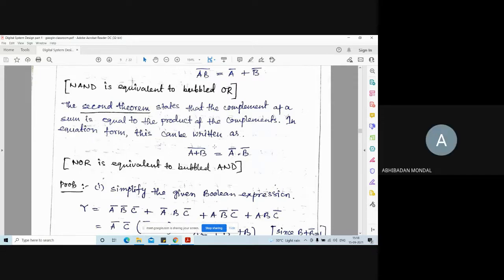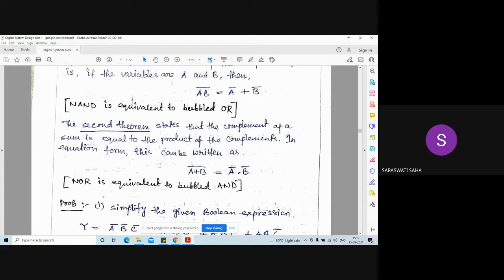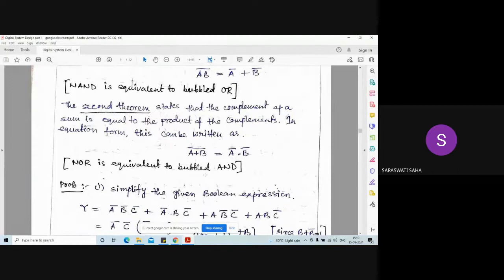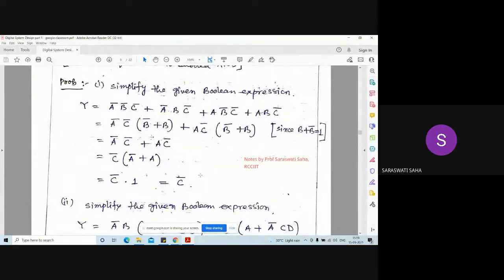Yes, ma'am. So actually, De Morgan's theorem states the output of two universal logic gates, that is NAND and NOR operations. NAND is equivalent to bubbled OR and NOR is equivalent to bubbled AND. This is De Morgan's theorem. These two theorems are an important part of Boolean algebra and were proposed by De Morgan. The first theorem is based on NAND operations and the second theorem is based on NOR operations. Now based on De Morgan's theorem, you can again simplify the Boolean expression.